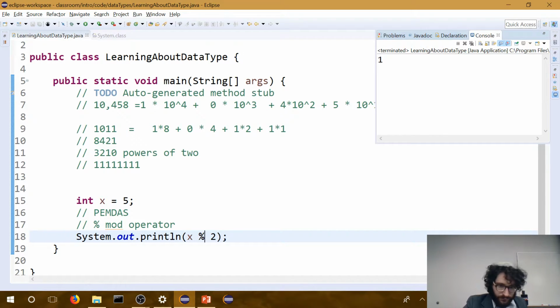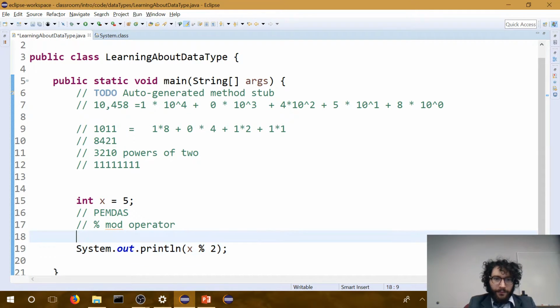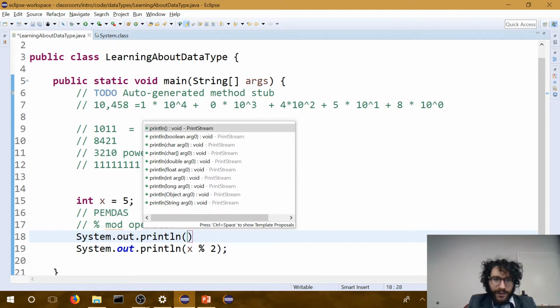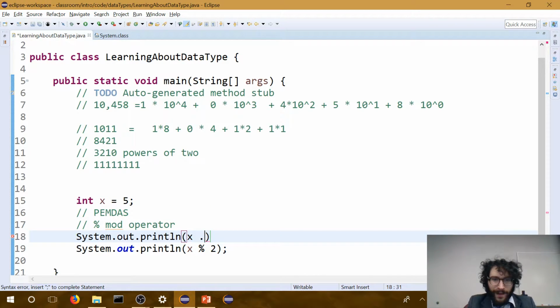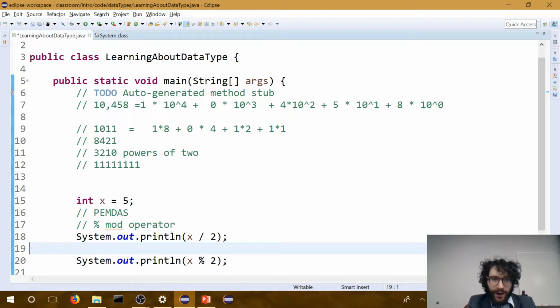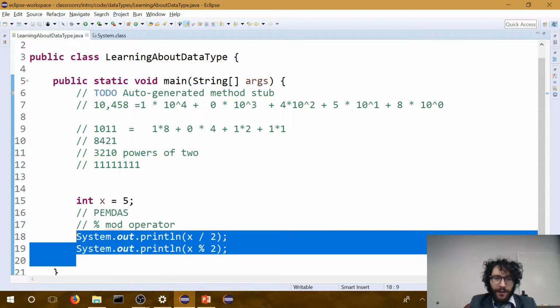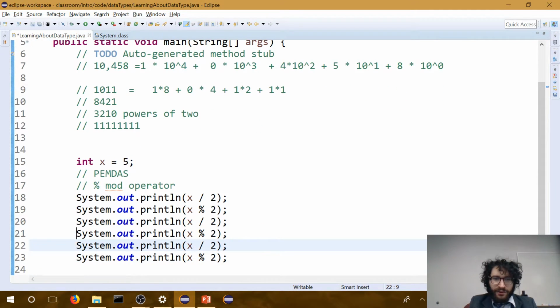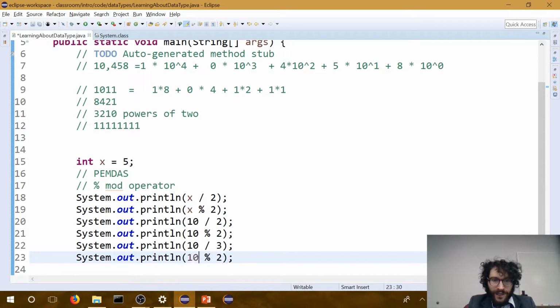So this modulo operator is a new operator, and it's weird and scary, I'm sure, but it's not too bad. Okay, so let's go ahead and do a bunch of System.out.println. So x divided by 2, and here we've got our 5 divided by 2 and our 5 mod 2. Let's go ahead and do some more. So 10 divided by 2, 10 mod 2, 10 divided by 3, and 10 mod 3.